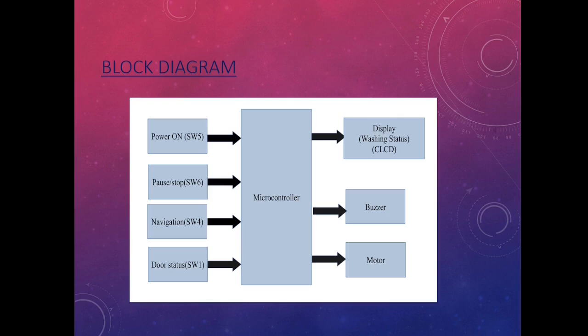This is the block diagram. Power on is switch 5, pause or stop uses switch 6. For navigation, we will use switch 4. For door status, we will use switch 1. And in the center is the microcontroller. The washing status will be displayed on the CLCD, along with the buzzer, and in our project, in place of a motor, we are using a fan.